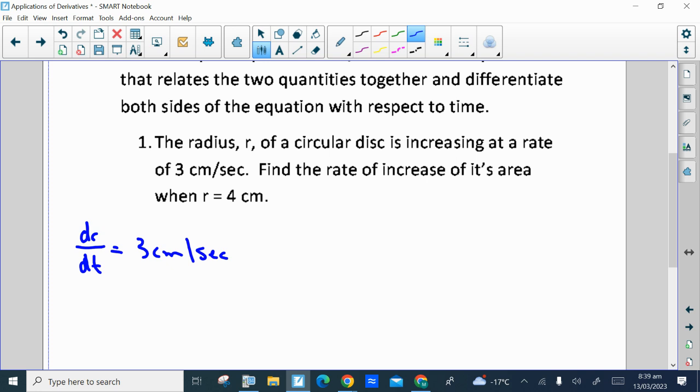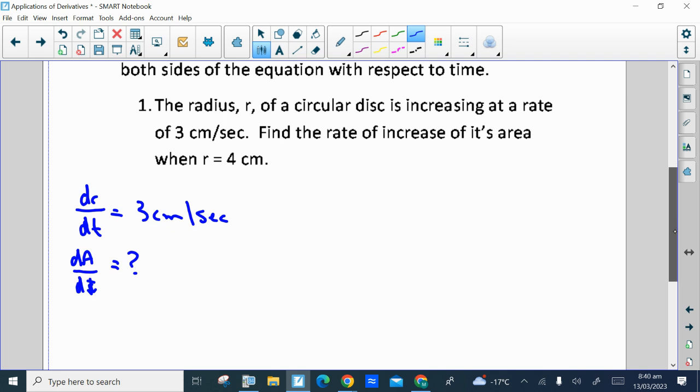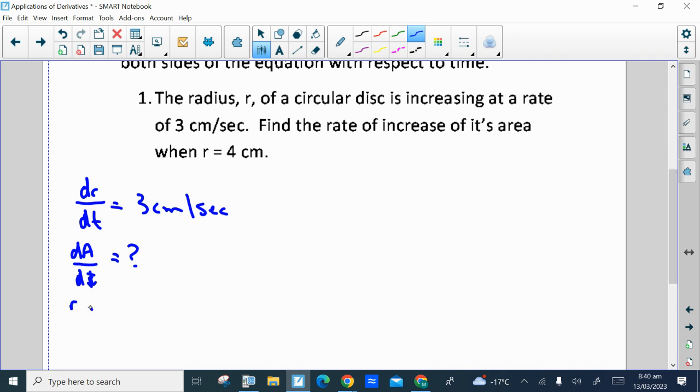We're asked to find the rate of change of its area. So you want to find dA by dr. That's what we're trying to find. I'm sorry, dA by dt. That's what we're trying to find. The rate of change of area at the moment when the radius is 4 centimeters. So that is what we're given and what we're trying to find.